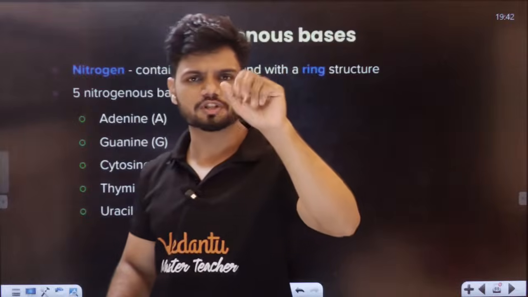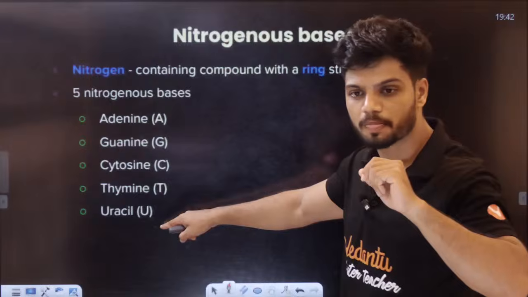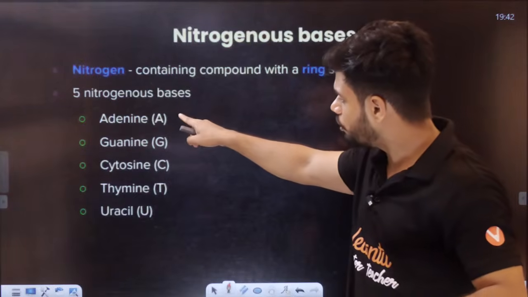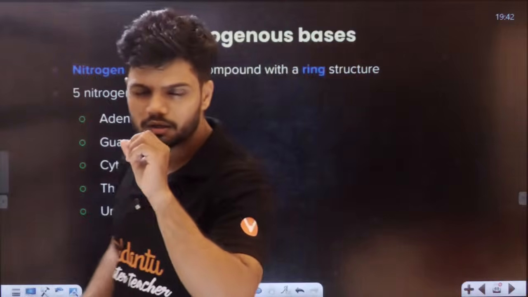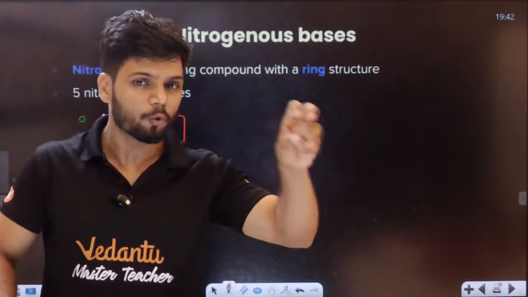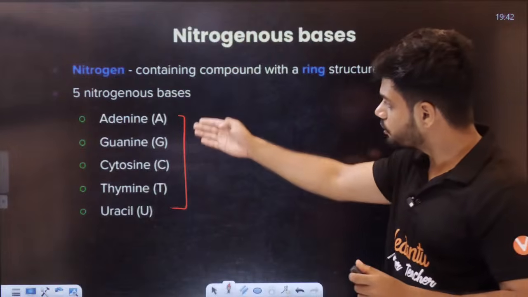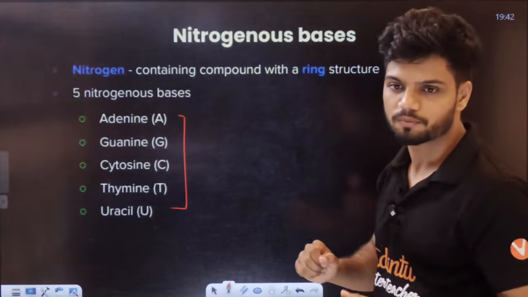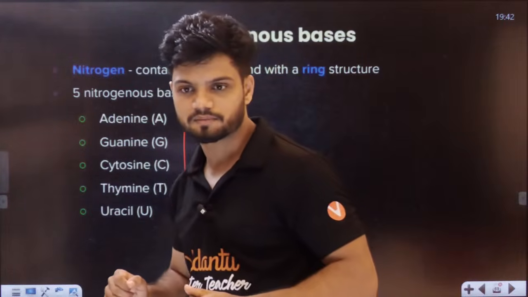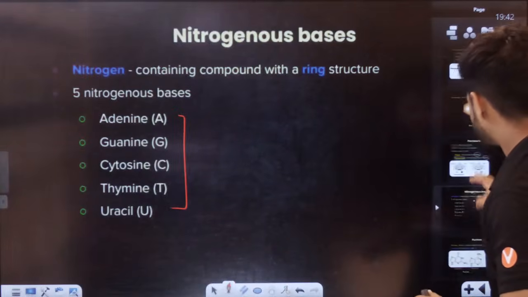There are totally 5 nitrogen bases: adenine, guanine, cytosine, thymine, uracil. Students, do you think all of these 5 are present in your DNA? Or is one present in your RNA, and one present in DNA? Do you think all 5 of them are present in DNA? No, students, no. Uracil is not present in DNA at all.